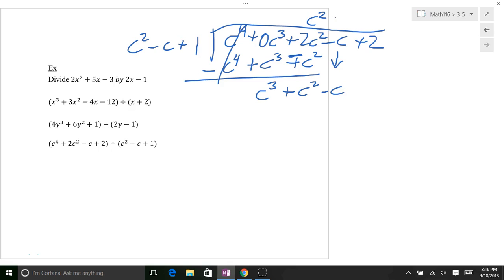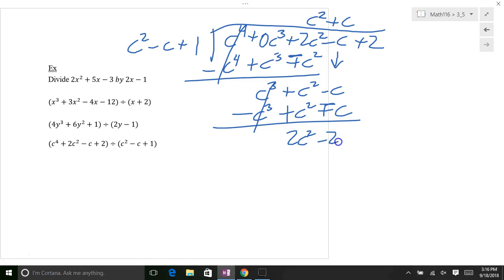Now matching the c cubed, so I know it's got to be a c. C times c squared, c cubed. C times the negative c squared. C times 1, positive c. Don't forget to change those signs. C squared plus c squared, 2c squared. Negative c minus c is a negative 2c, and then bring down the plus 2.